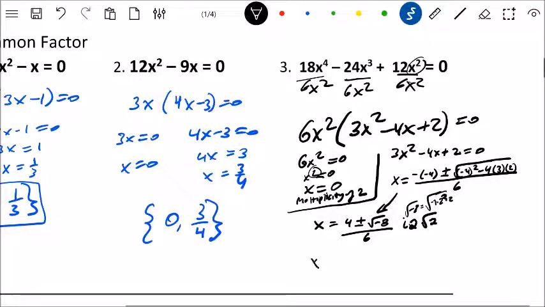So now I have x is equal to 4 over 6 plus or minus. I'm going to apply the 6 to both of these. Okay. So it's 2 root 2 over 6 i. Because if I take the negative out as the i, then the 8 is equal to 2 root 2. All I have to do now is reduce them. 4 over 6 is actually 2 over 3.